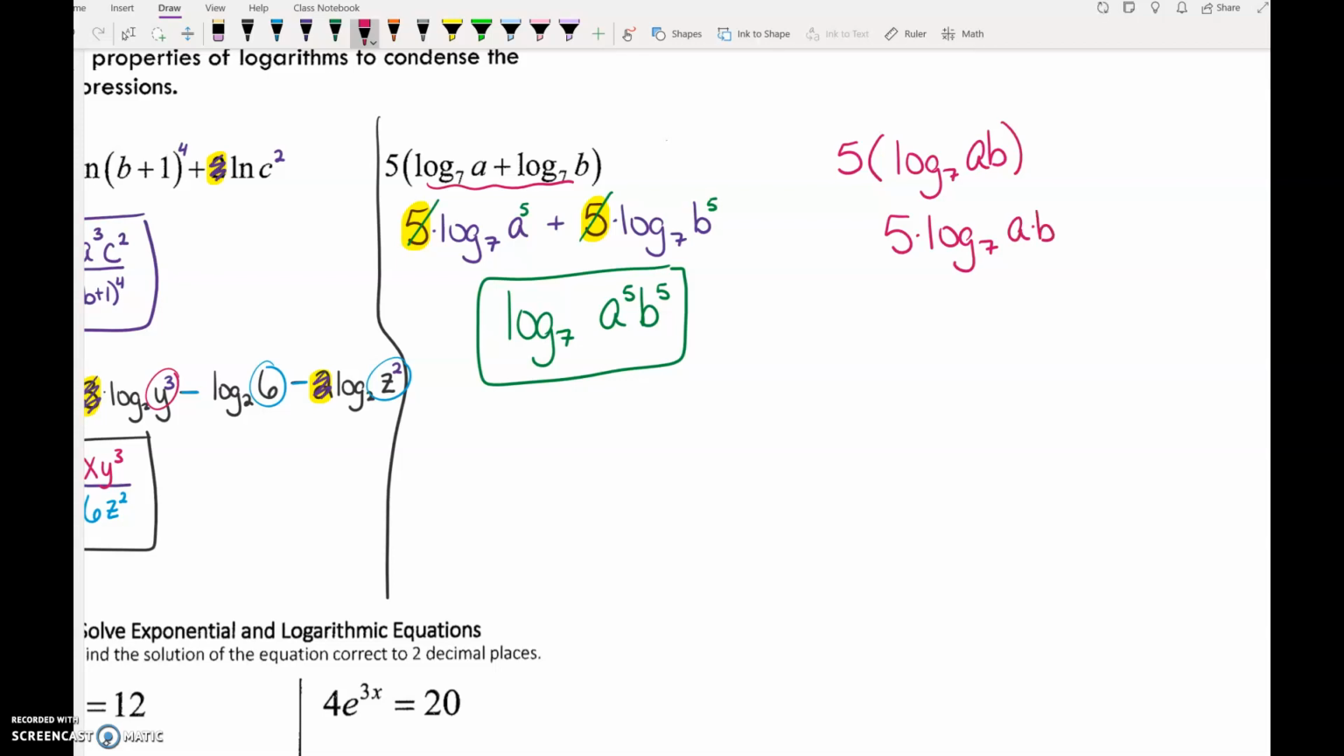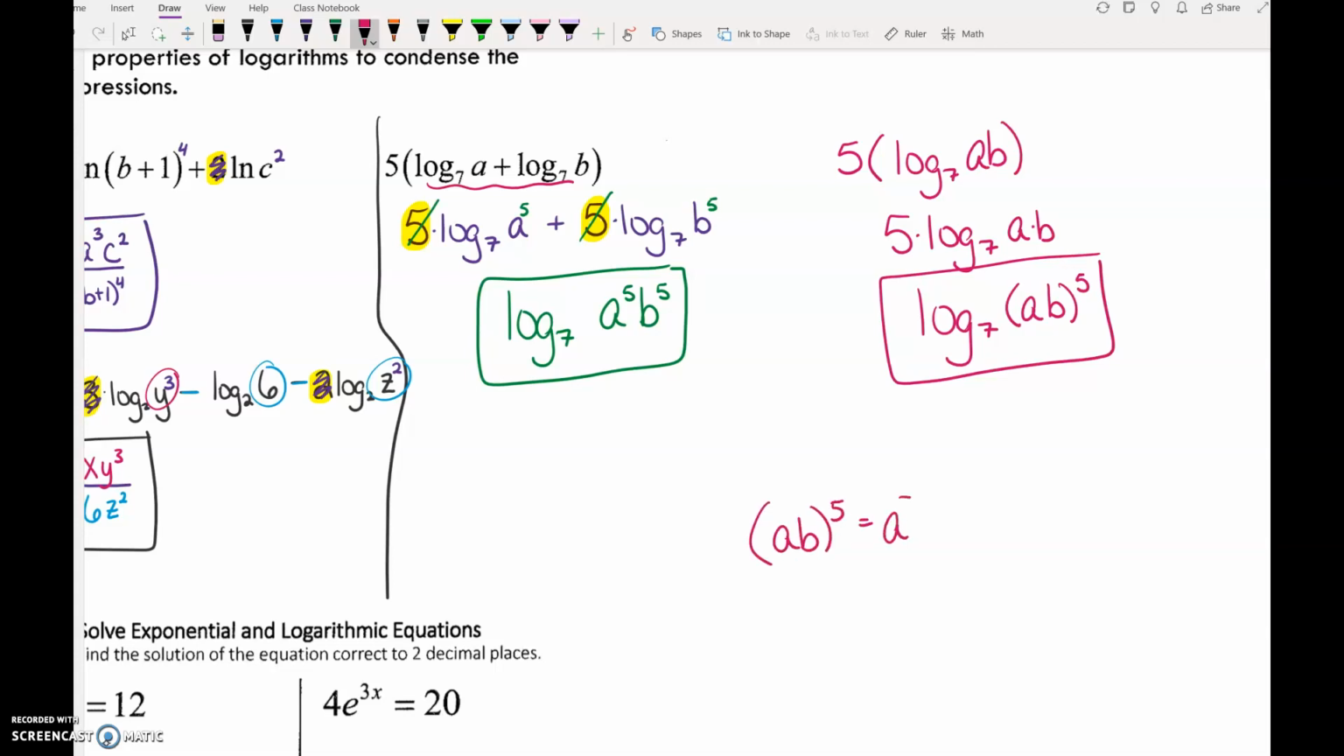We could then put this as an exponent to both of these. And the way to put it as an exponent for both of them is to put the a times b in parentheses and raise it to the 5th. And if you remember properties of exponents, ab to the 5th is the same as a to the 5th, b to the 5th. So both of these are correct. I would accept either of them.